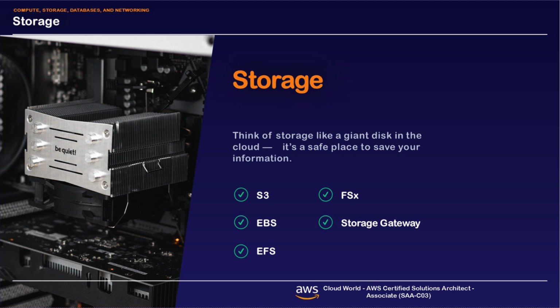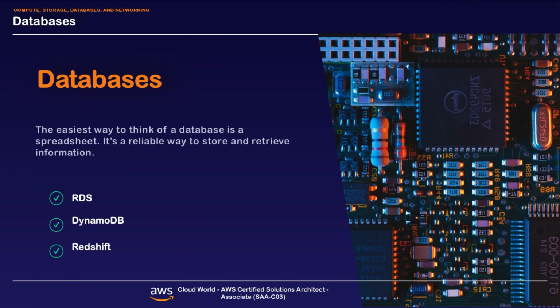So moving on to the next key technology you need to understand going into your exam are databases. And the easiest way to think of a database is simply a spreadsheet. It's a way of storing information. It's a reliable way to store and retrieve information. And there are various different services that come under databases that we're going to cover off. First is Relational Database Service, or RDS. We then have DynamoDB, which is a non-relational database, and we'll cover off what the differences are in the database section. And we then have Redshift, which is basically a data warehousing technology.